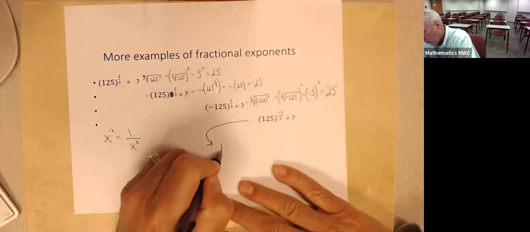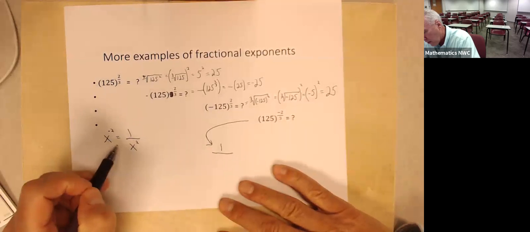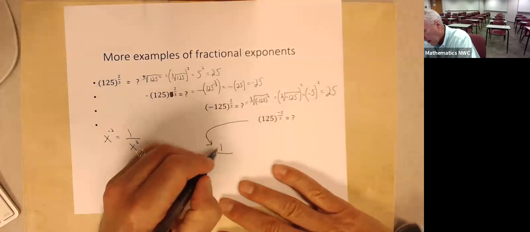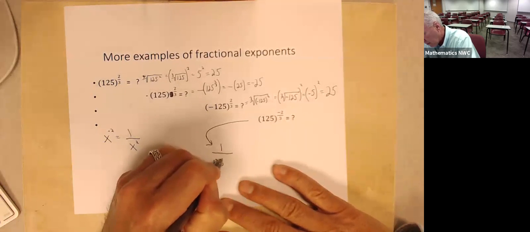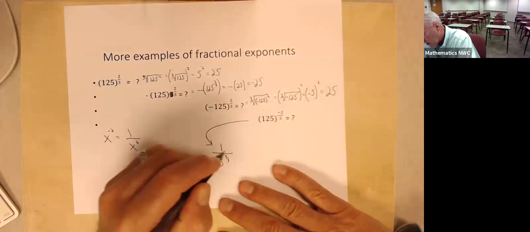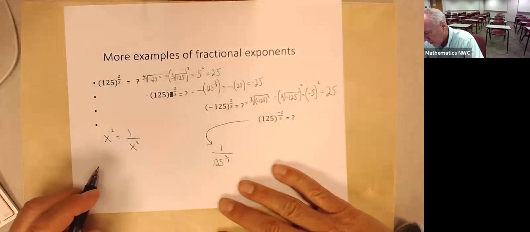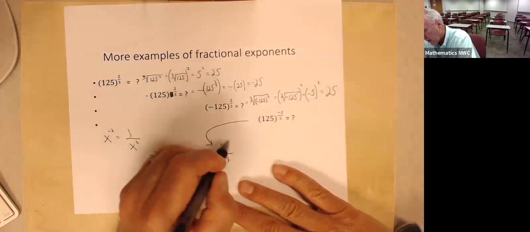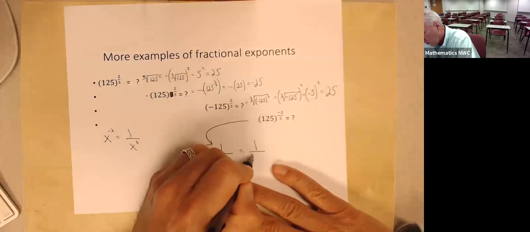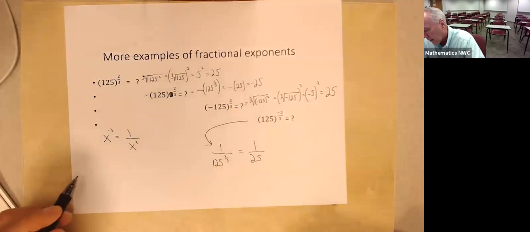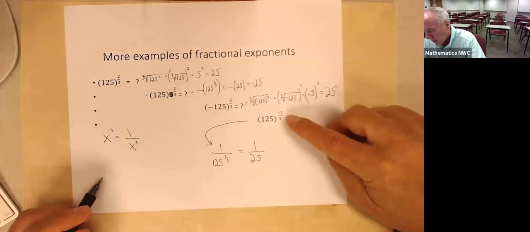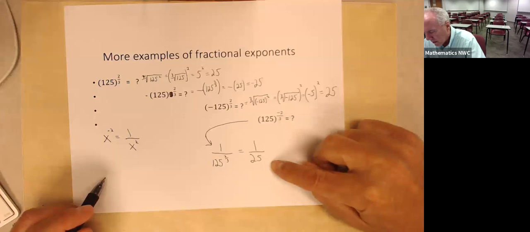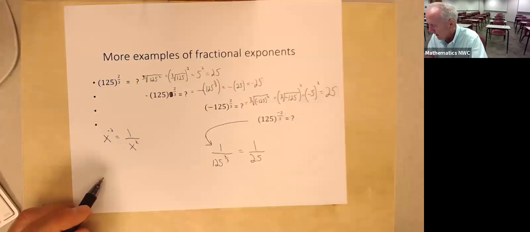In other words, this would become 1 over, just like 1 over this setting. I have 125, but now the power is to the 2/3. Well, we found 125 to the 2/3 to be 25, so this becomes 1 over 25. So if you have that negative fractional exponent, move it down into the denominator to make it into a positive.